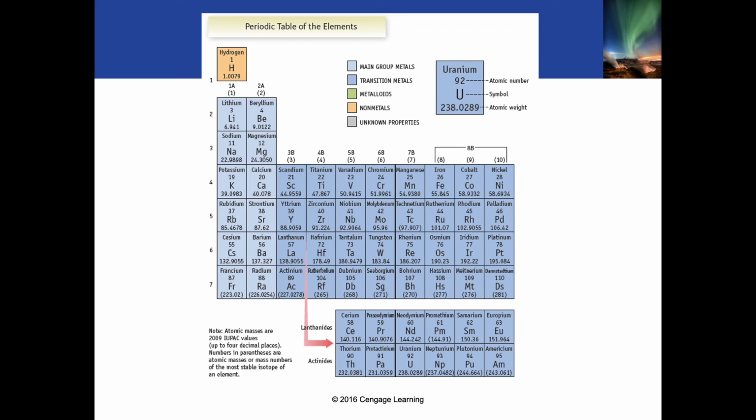The other thing to note is that some of these elements have symbols that are very reminiscent of their names, like U for uranium, but things like sodium have Na, which is kind of weird. You're like, what does Na have to do with sodium? So the Latin word for sodium is actually natrium, and that's why it's Na. And there are a few other ones like that too.